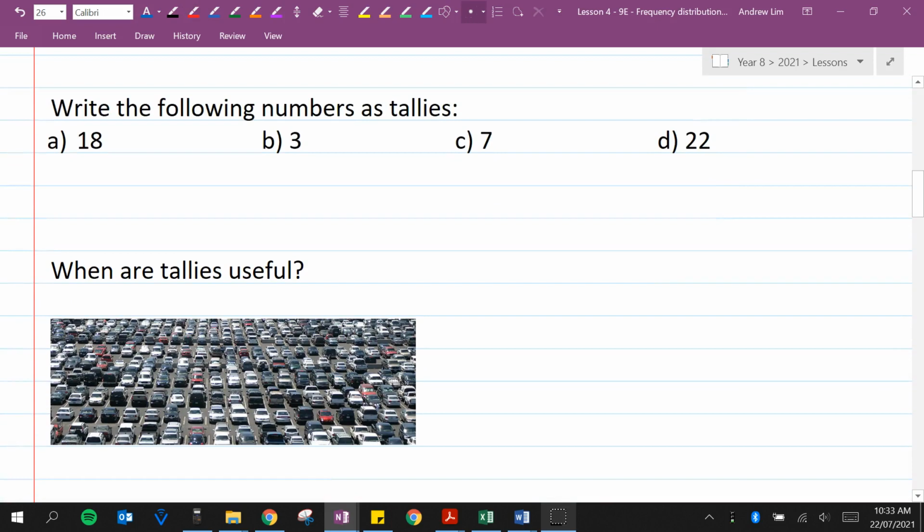Okay, write the following numbers as tallies. I'm going to do question A with you, and then I want you to pause the video and have a go with B, C, and D. So 18: 1, 2, 3, 4, 5, 1, 2, 3, 4, 5, 1, 2, 3, 4, 5, that's 15. So 16, 17, 18.